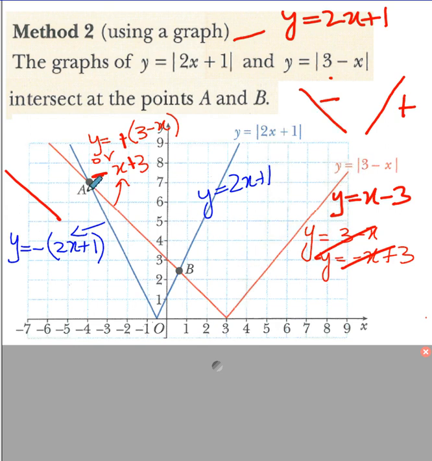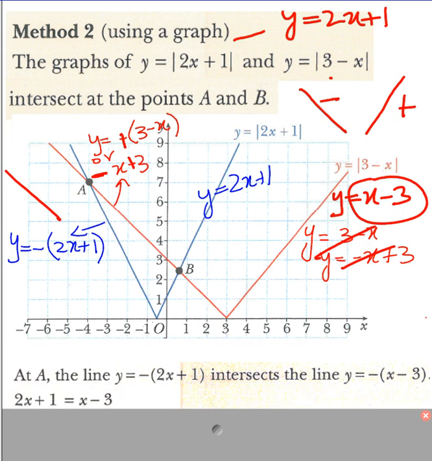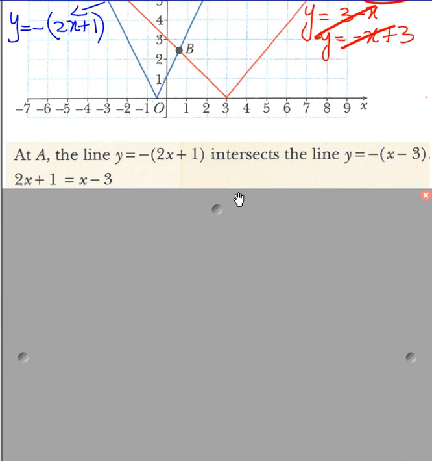Now you have to see that this blue modulus is intercepting at 2 points only on this side of the line, not on this side. So we will not use this equation. To find out the point A, we will solve this line, which is y is equals to minus 2x plus 1, and y is equals to minus x plus 3 simultaneously to get point A. And for point B, we will do y is equals to 2x plus 1 and y is equals to minus x plus 3, right? So you will solve them simultaneously to get the intersection point.